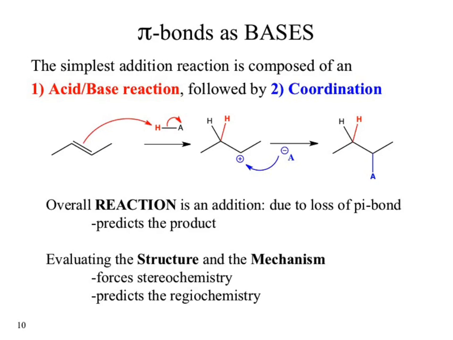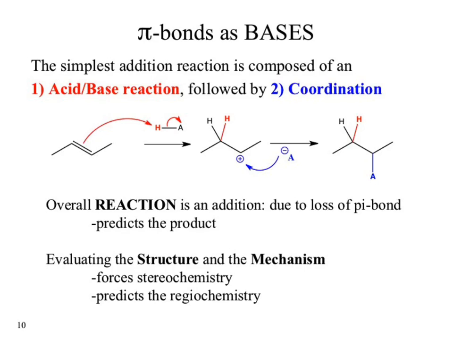Okay. So our overall reaction is an addition. We know it's an addition because there's no pi bond. Okay? This can allow me to predict something about what I need to add as a reagent and potentially predict when looking at a product. Okay? The next layer on this is we have to look at the structure and the mechanism of how it happened to predict something about the stereochemistry and our regiochemistry.